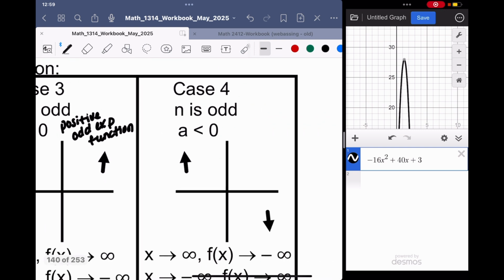And then where it goes up on the left, down on the right, this is going to be a negative odd exponent function.